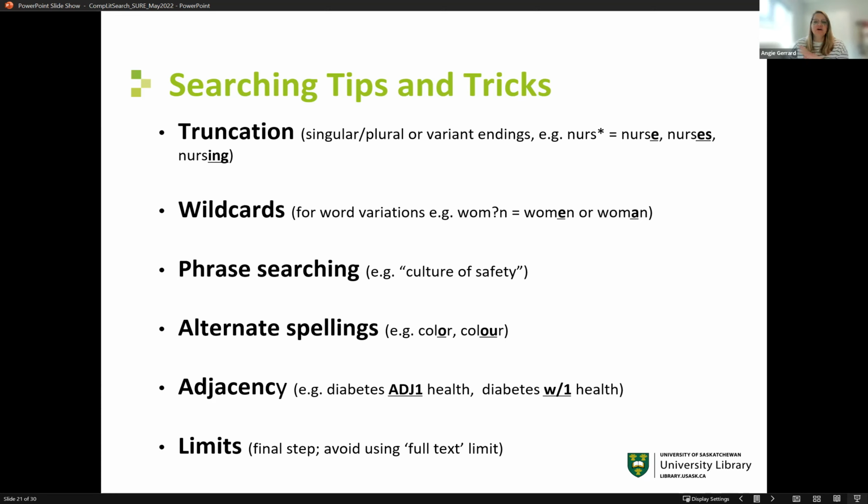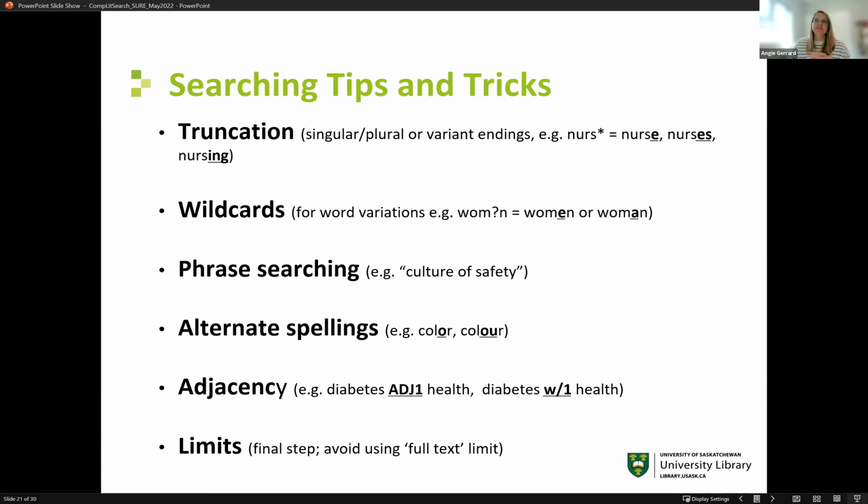But one I do use all the time is phrase searching, where you put quotation marks around your phrases. I use that all the time, especially in Google Scholar. It's a time saver because it tells wherever you're searching that the words have to stay together. So culture of safety is a phrase, it has to stay together. It's not culture, it's not safety, it's culture of safety.